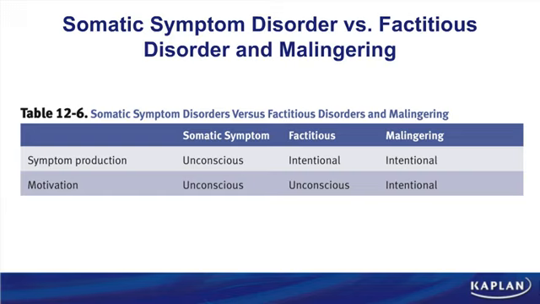They're going to change their lifestyle. So that is why it is purely unconscious. They don't know why they're doing it, so their motivation is also unconscious. Factitious disorder, on the other hand, is that individual who consciously fakes signs and symptoms, but they don't know why.